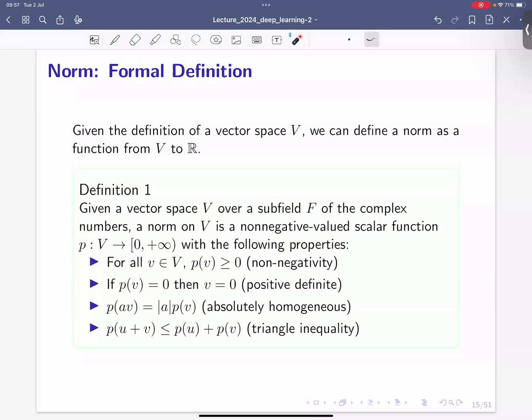It has this property that, again, when we multiply by scalars, so if you take the norm of A times V, it's simply the absolute value of A times the norm of V. And then one fundamental property that we will be using very often is the triangle inequality. If you want to take the norm of the vector U plus V, it's upper bounded by the norm of U plus the norm of V.